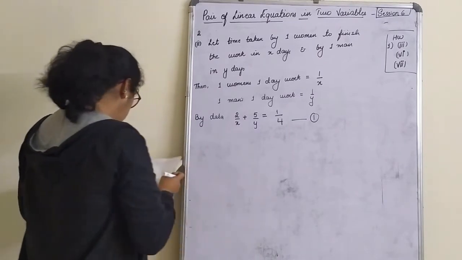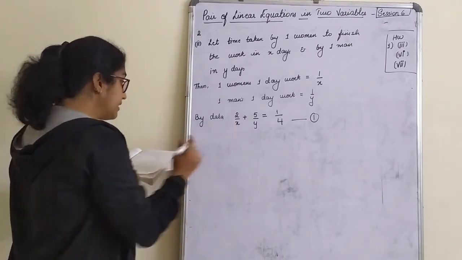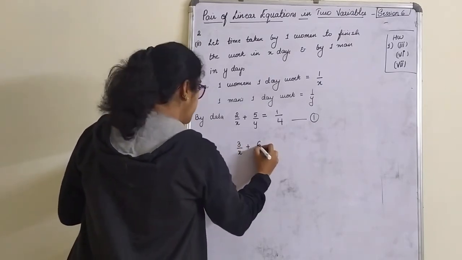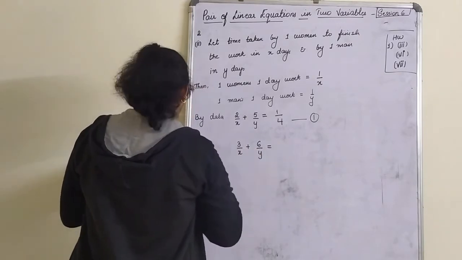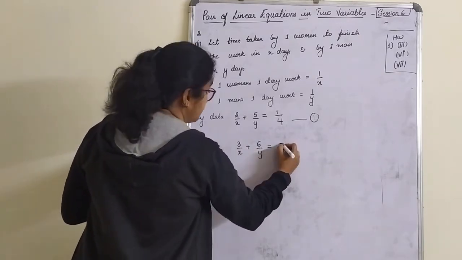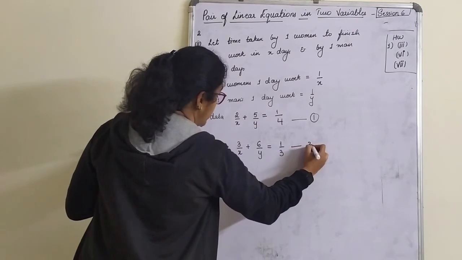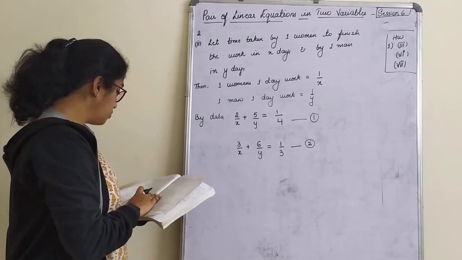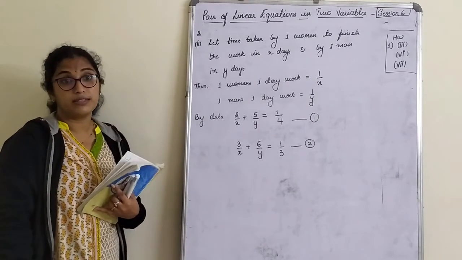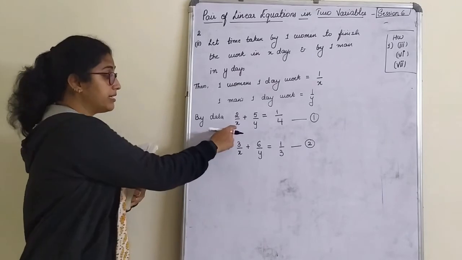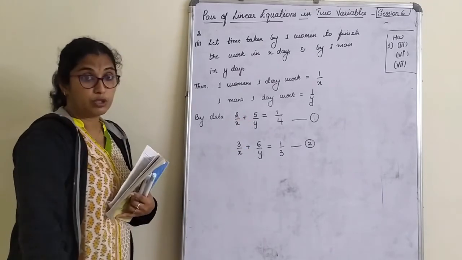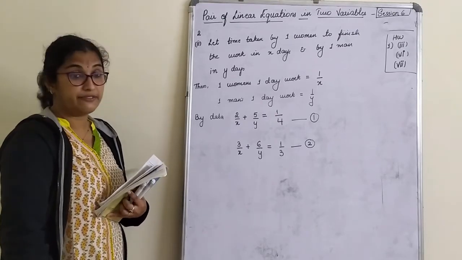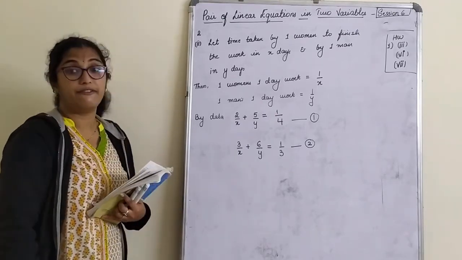What is the next equation? Just see here. While 3 women, 3 by x, plus 6 men, 6 by y, can finish a given work in 3 days, 1 by 3. Equation 2. So we have equation 1 and equation 2. Let 1 by x is equal to u and 1 by y is equal to v. Find the value of u and v, substitute that and find the value of x and y. That will give you 1 woman's and 1 man's work.